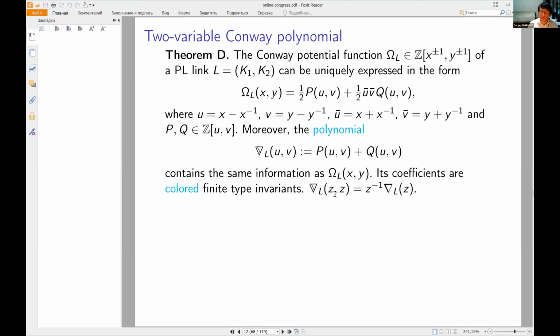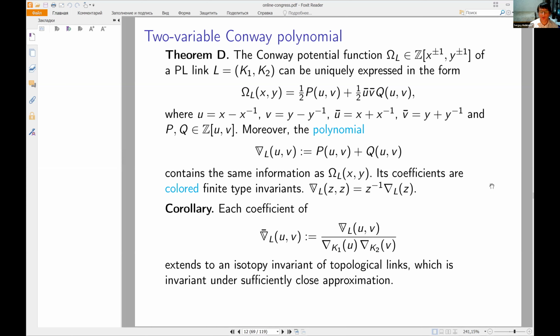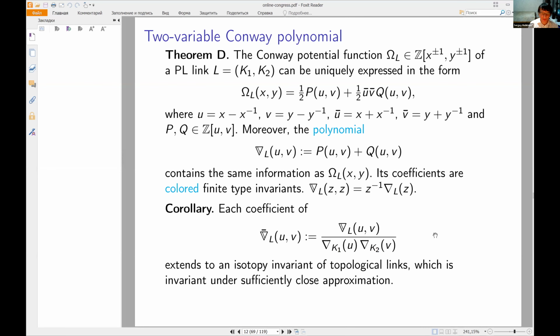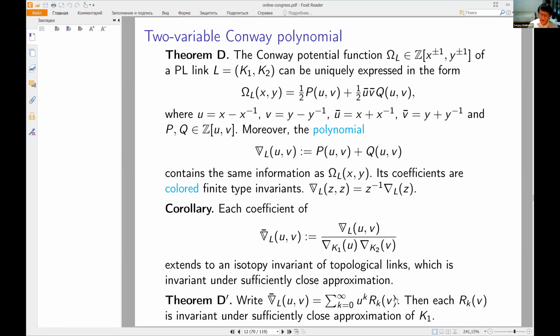Of course, if you substitute the same variable for both U and V, you get the Conway polynomial. So now, if we divide this two-variable Conway polynomial by the Conway polynomials of the components, we are going to get, like before, a formal power series in two variables, which extends to an invariant of isotopy of topological links, and it is invariant under sufficiently close approximation. But for each coefficient, generally speaking, you have its own epsilon. It turns out that you can say more.